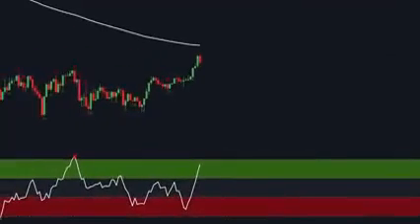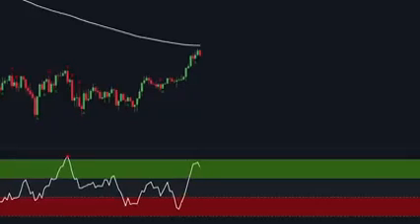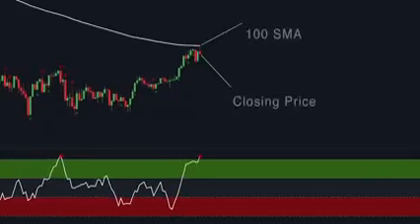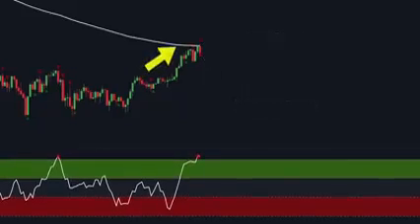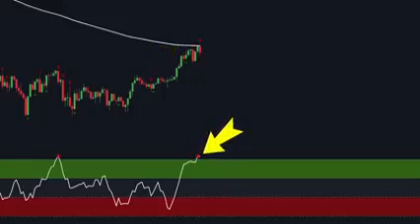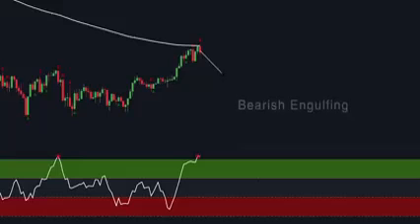Now let's understand how to take a short position. First, identify if the current trend is bearish. For that, the price needs to close below the SMA. Second, wait for the price retracement to the moving average. During the pullback, the money flow index must become overbought. Then a bearish engulfing candlestick must be formed.